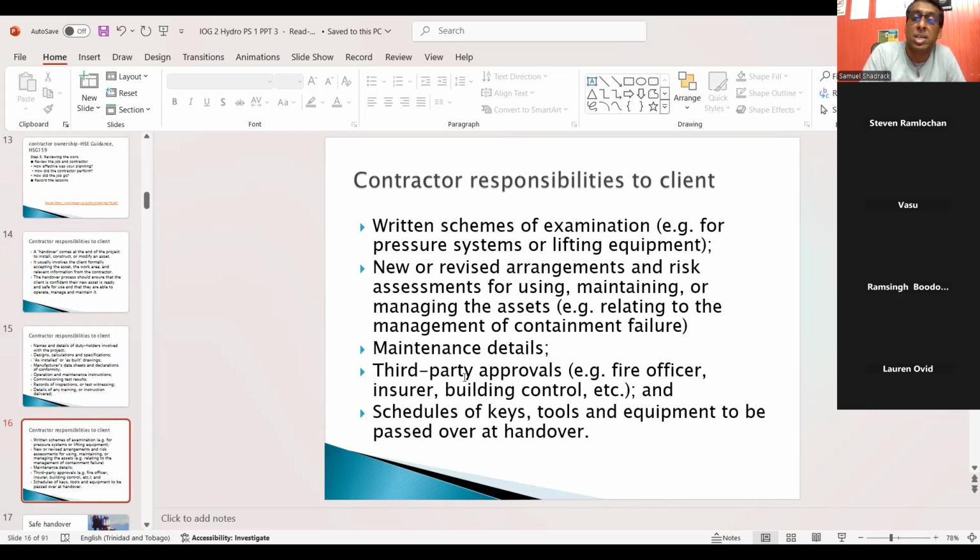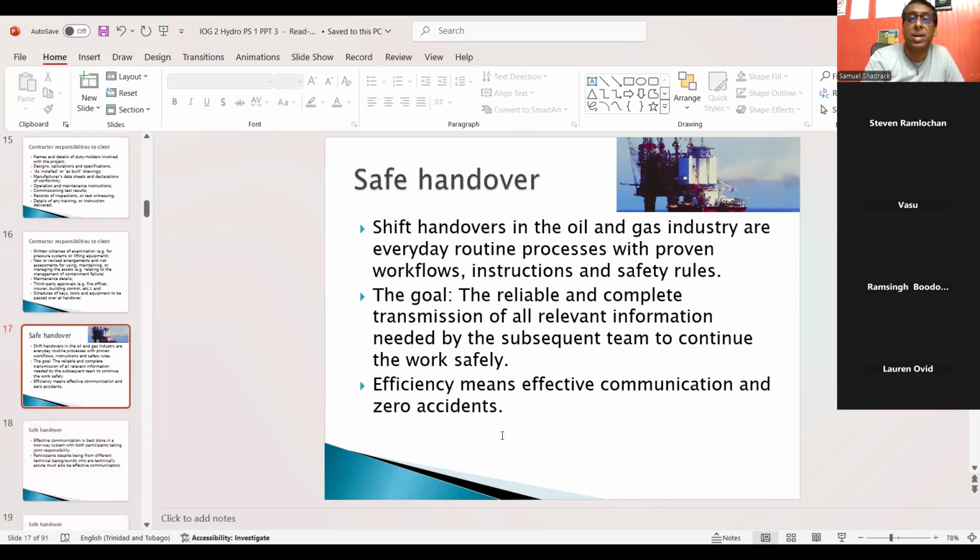Maintenance detail, any third-party approval, fire, insurance, keys. If it's something that they had built, and there's a warehouse and there's something with a key, a lock, all of those are given back to the client, right?